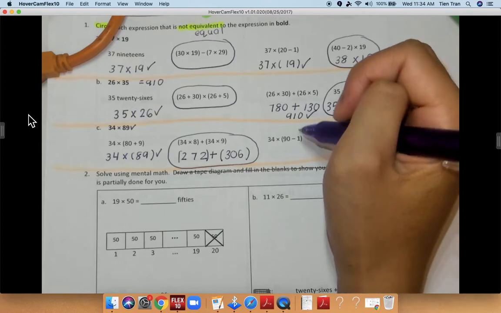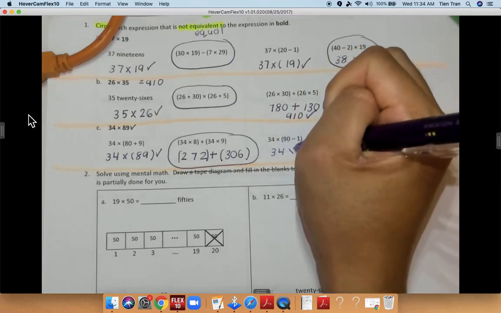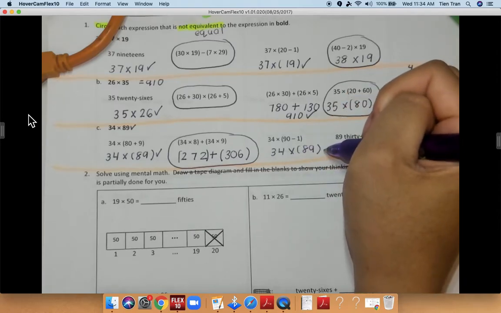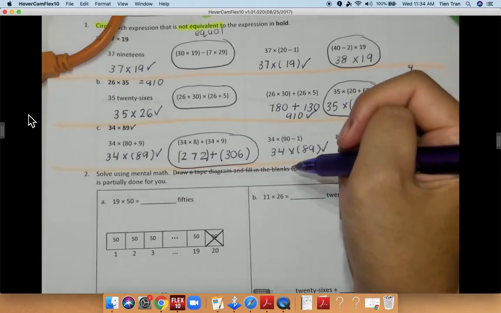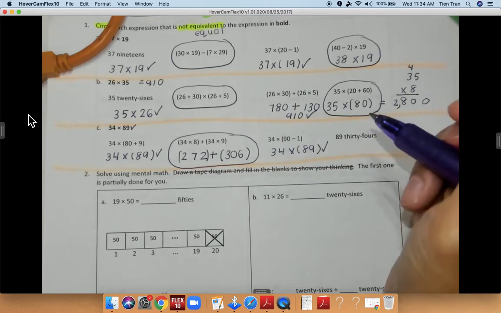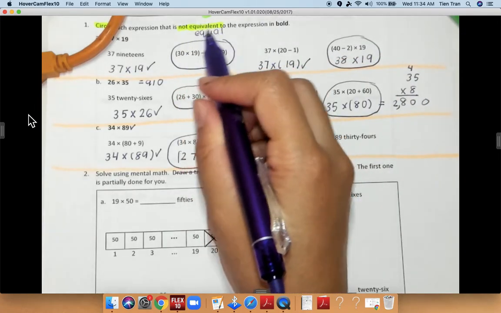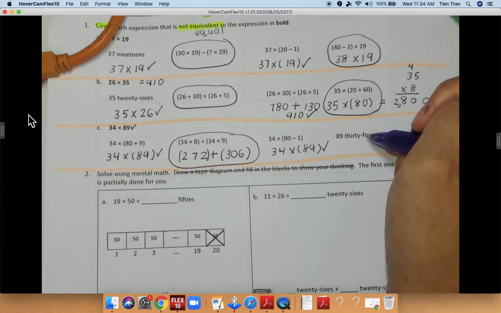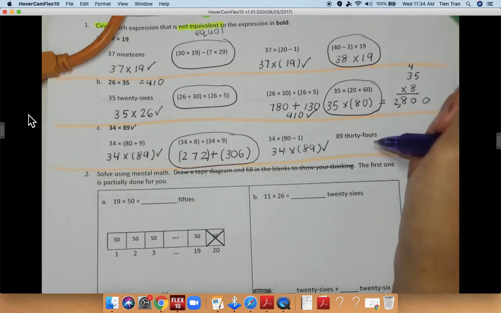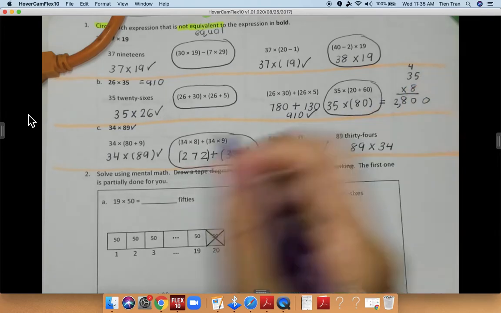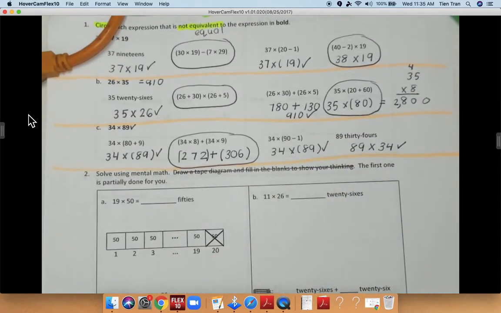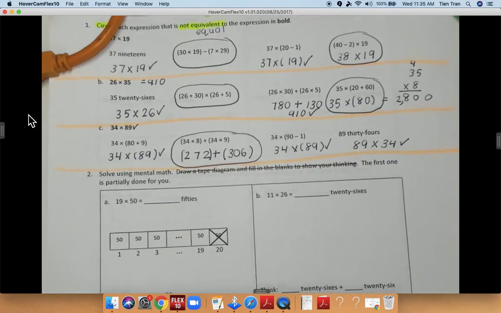Now for this one, we have 34 times 89 because 90 minus 1 is equal to 89. So this is the same. It's equivalent. I'm not going to circle it. I am only looking for answers that are not equivalent. Okay. Now we have 89 34s. So 89 34s means that you're multiplying 89 times 34. Okay. And this is the same. So that means that it is equivalent. I am not going to circle that one either because they are equivalent to each other.